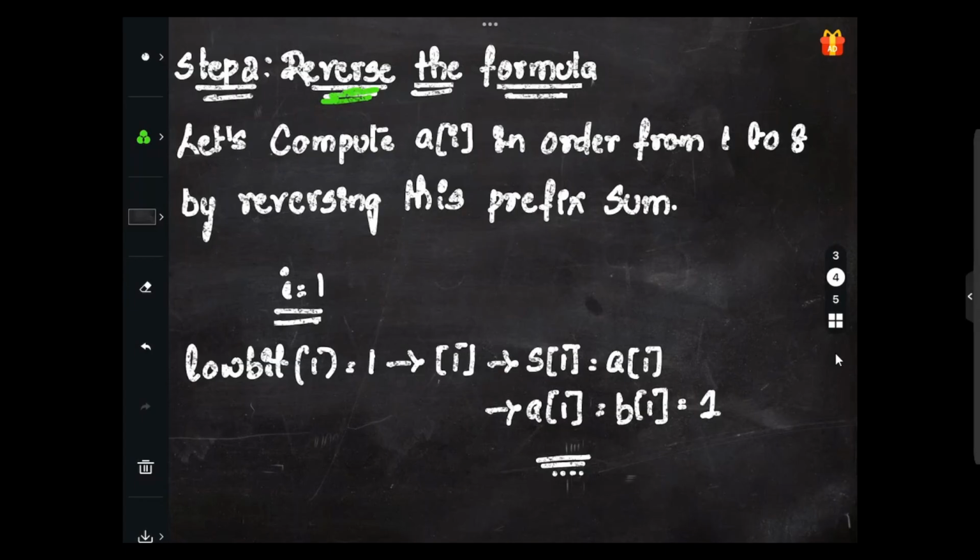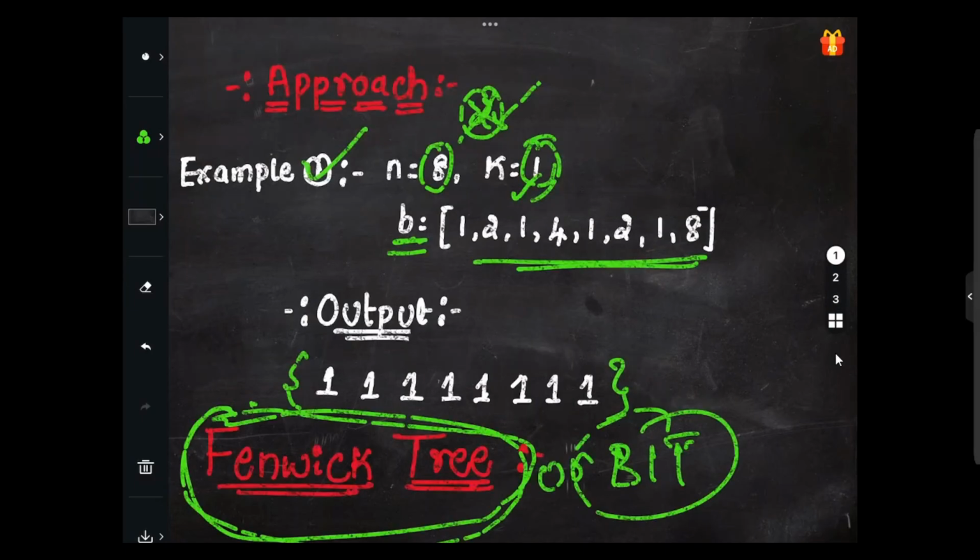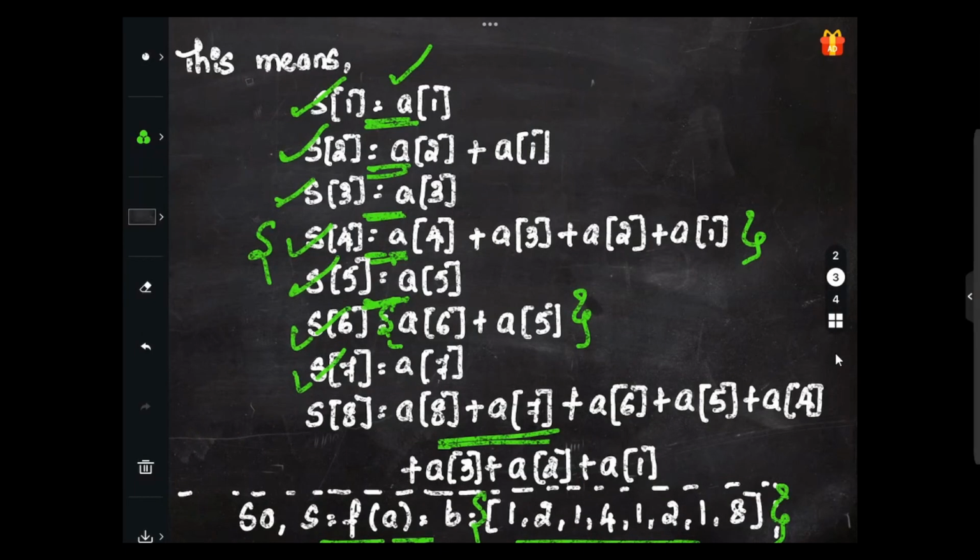Let's do one thing. Let's compute a of I in order from 1 to 8. So why are we doing this? Because n we have been given 8, k we have been given 1. So we have the values 1 2 1 4 1 2 1 8, which we have already got. This is nothing but b.